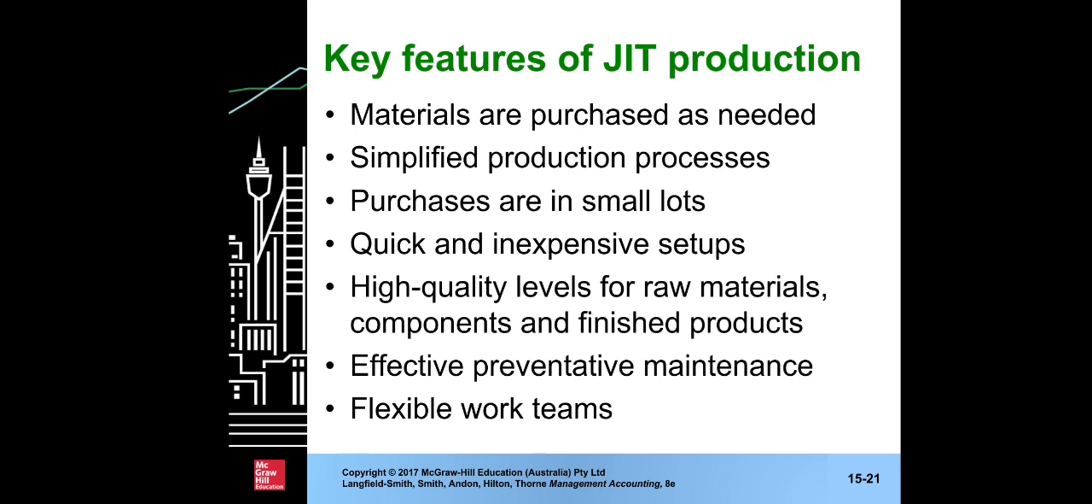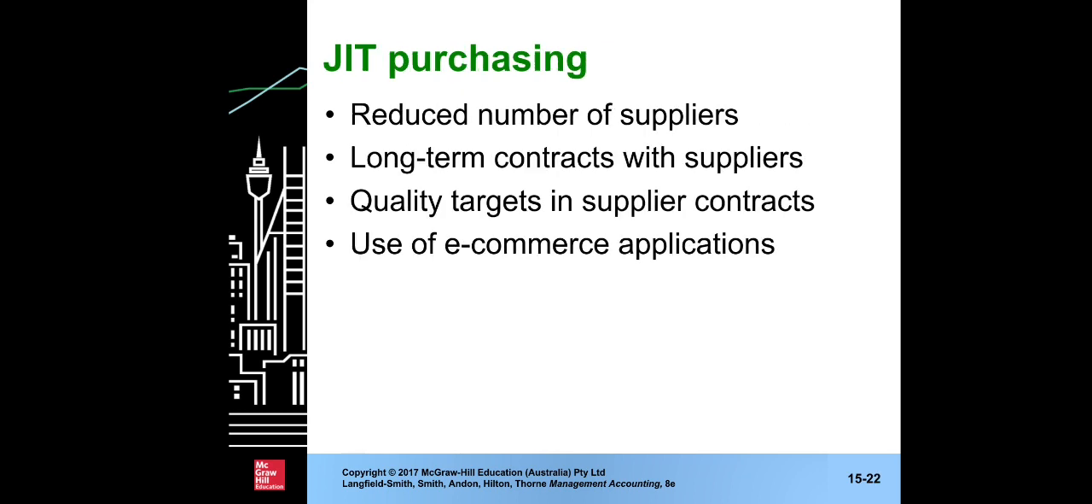And then this is related to this one, JIT purchasing. So when the material is purchased or requested only when needed, these are the effects on the way a business that uses JIT purchases material. First, reduce the number of suppliers, long-term contract with suppliers, quality target in suppliers' contract, use of e-commerce application.